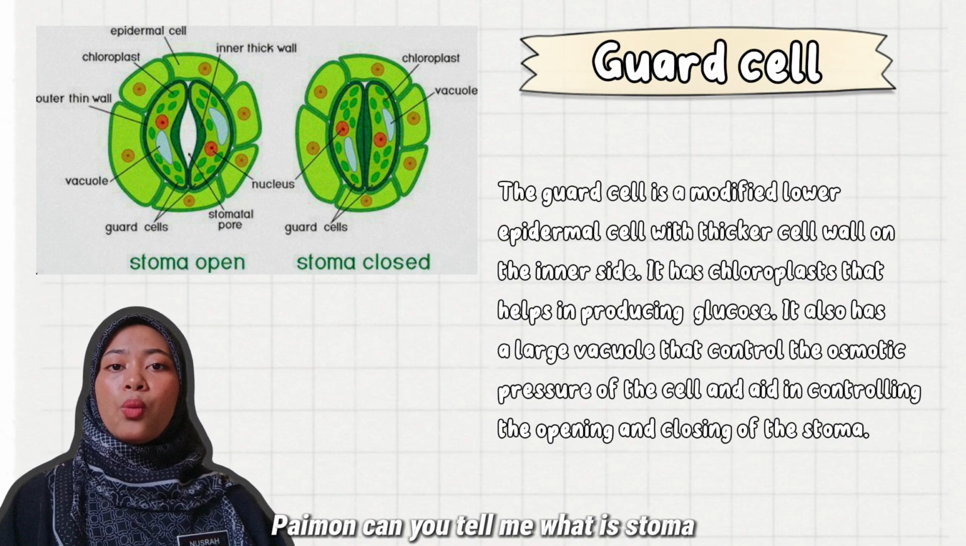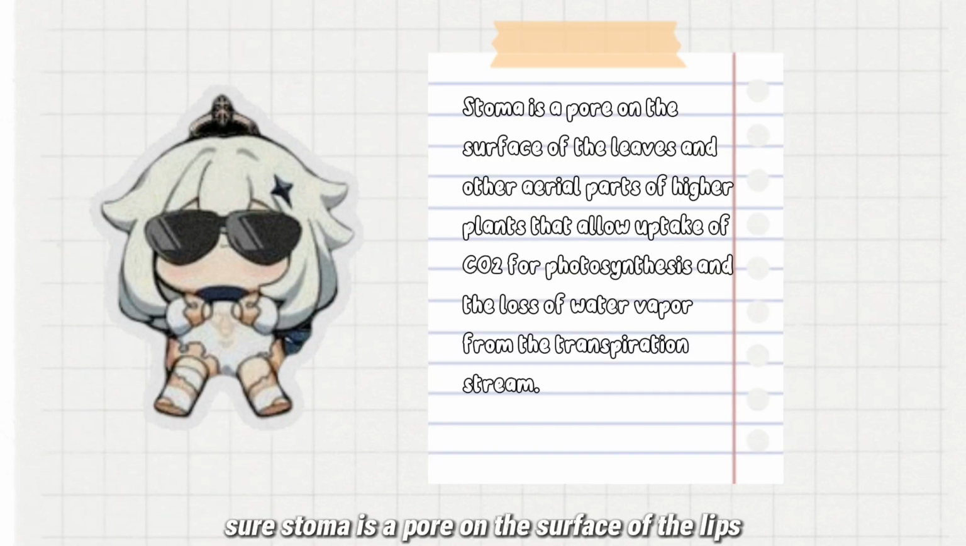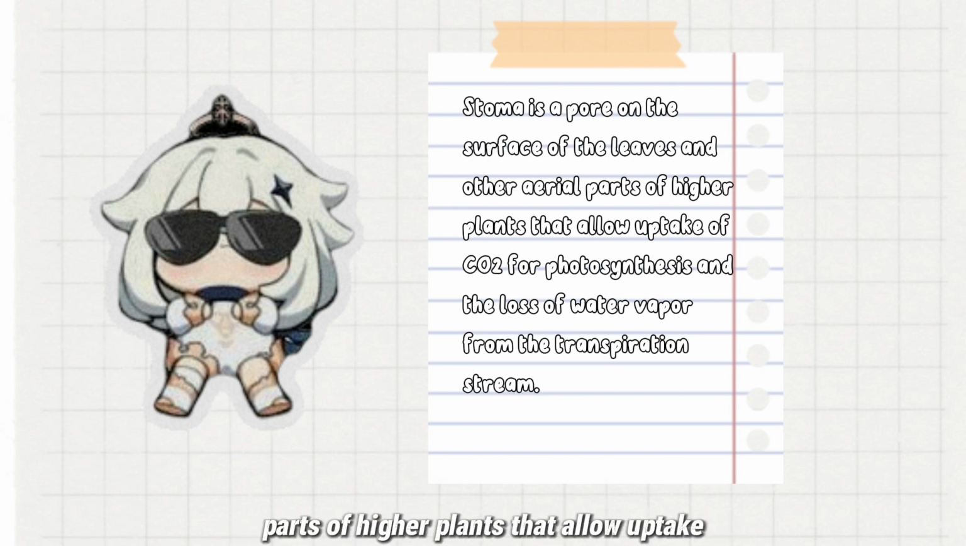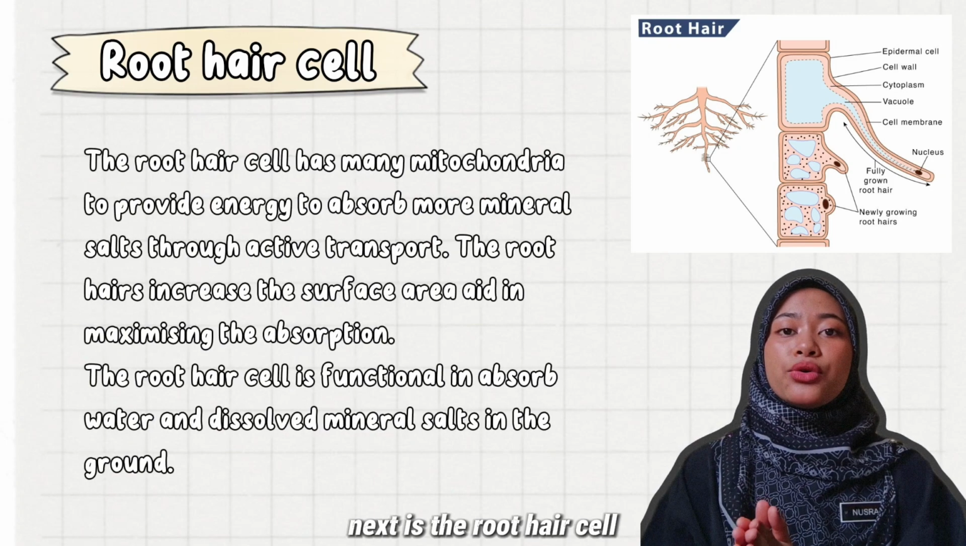Paimon, can you tell me what is stoma? Sure, stoma is a pore on the surface of the leaves and other parts of higher plants that allows uptake of CO2 for photosynthesis and the loss of water vapor from the transpiration stream. Very good. Next is the root hair cell.